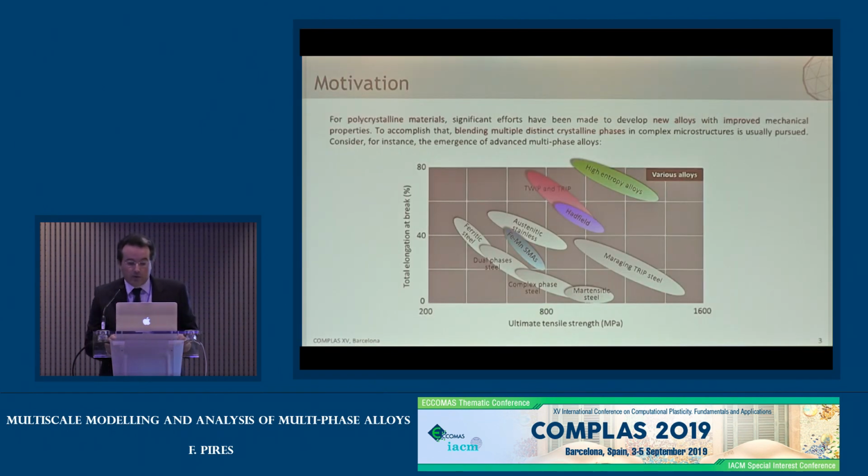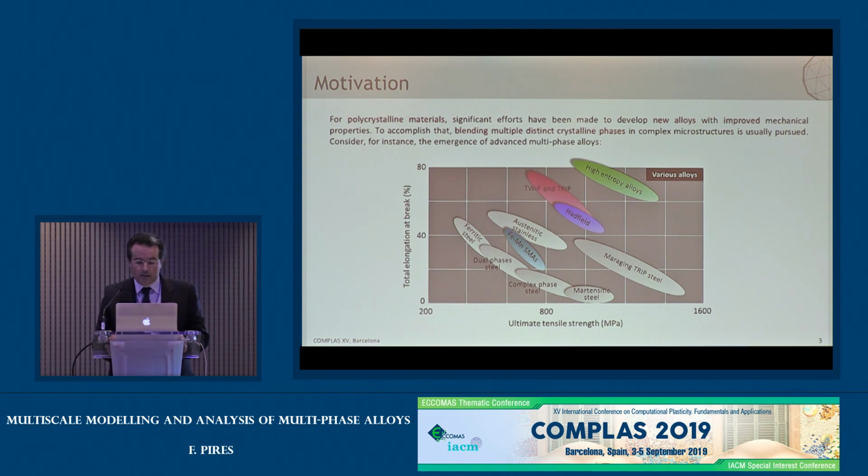If we now focus our attention on a particular class of materials, polycrystalline materials, significant efforts have been made to develop new alloys with improved mechanical properties. And normally what is done is we blend multiple crystalline phases in a complex microstructure, and we try to obtain an improved behavior. So there is normally a trade-off between strength and ductility for the majority of steels.